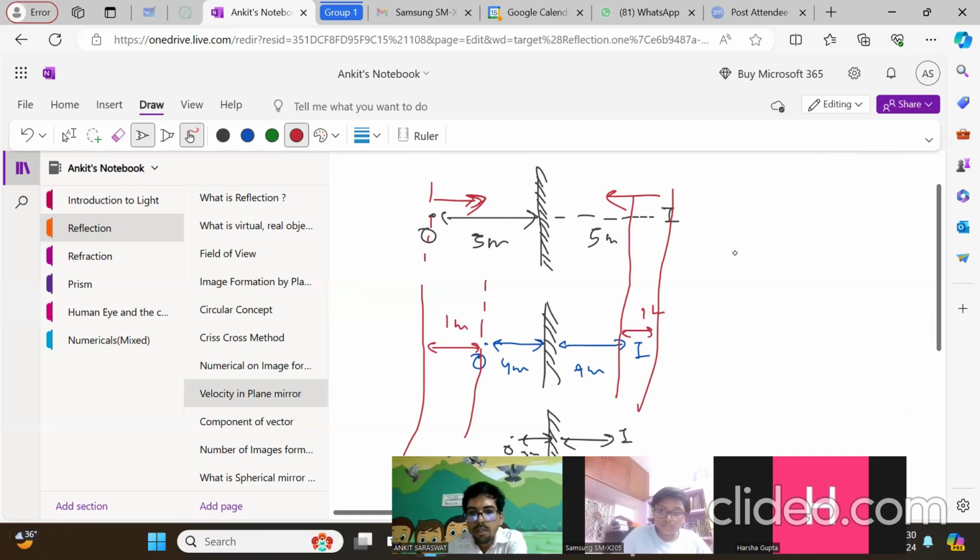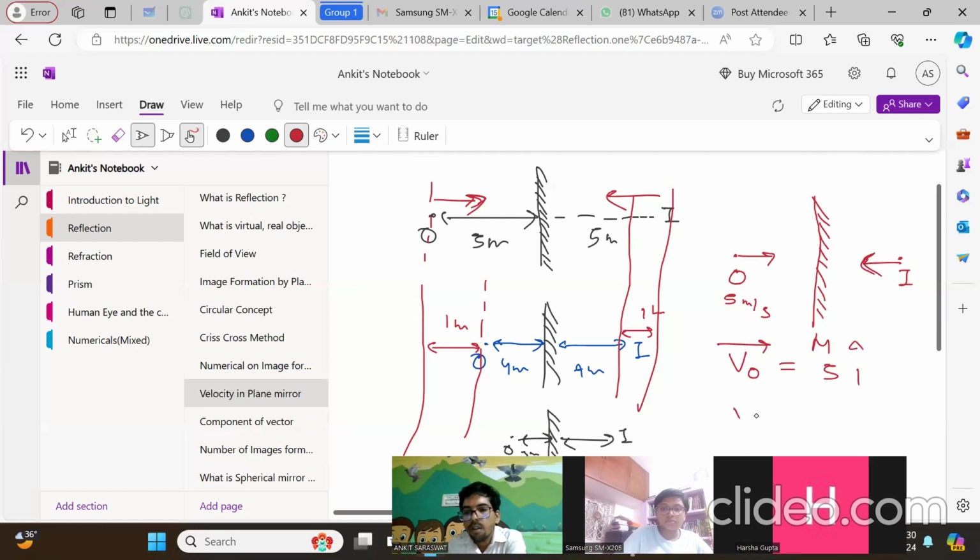Listen, I'm talking about when our mirror is at rest. Mirror is not moving, clear? If the object displaces in this direction, then the image will displace in this direction. If the object is moving at 5 meter per second, the velocity of the object is 5 into I cap, then the velocity of the image will be 5 into minus I. Clear?